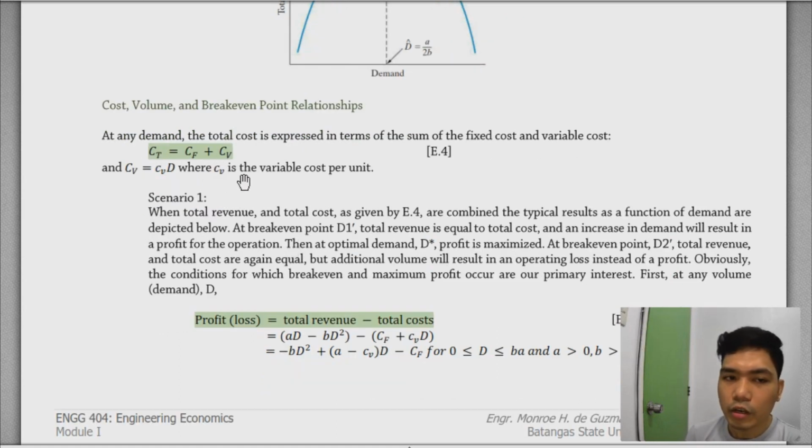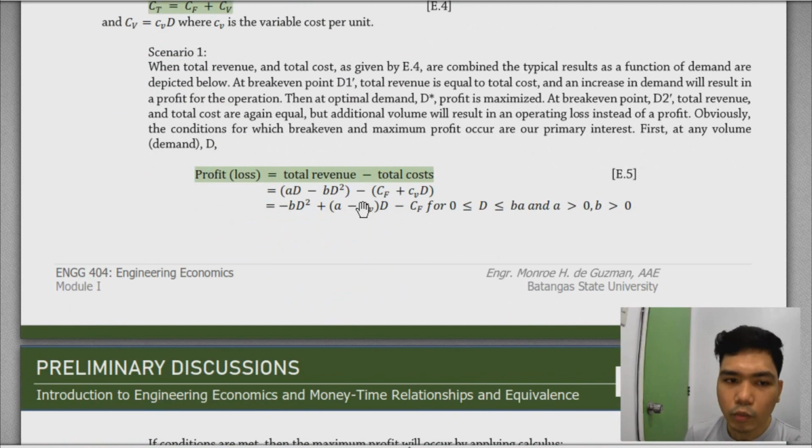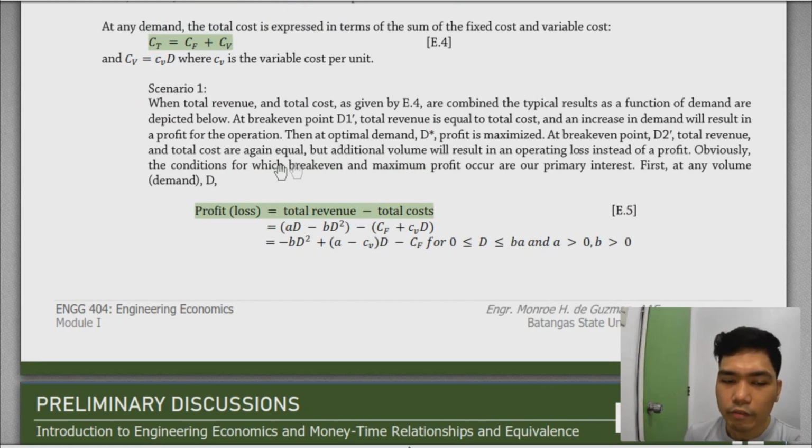Now, when we talk about the total variable cost, we're referring to the variable cost per unit times all the number of units that have been, let's say, sold. So scenario one is when we have a profit loss.